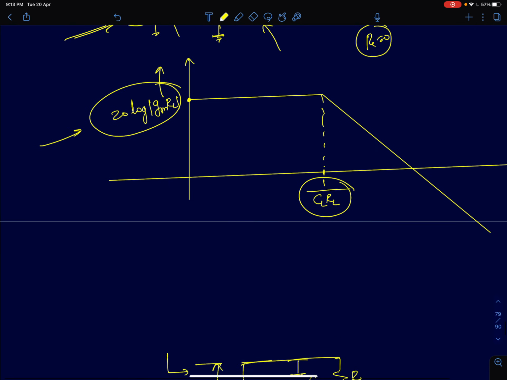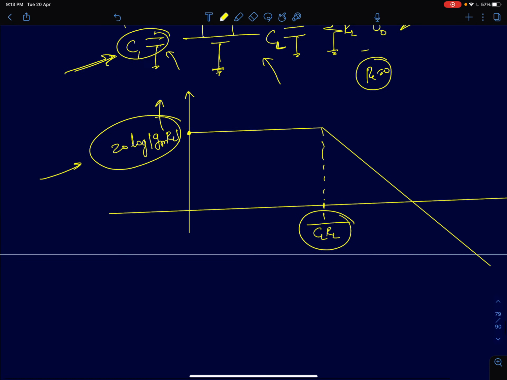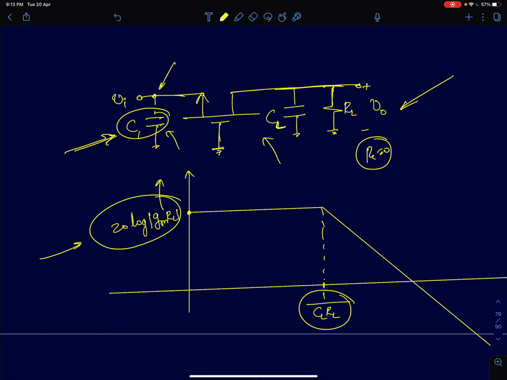So that's it about common gate amplifier. We analyzed common gate with and without source resistance, and we said some things about common gate amplifiers: that they are generally used as current buffers, or they are always used in conjunction with a common source amplifier, which is a cascade amplifier, or sometimes with a common drain amplifier.